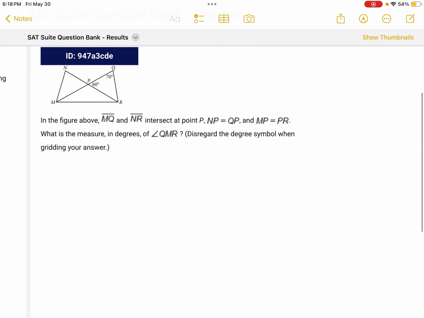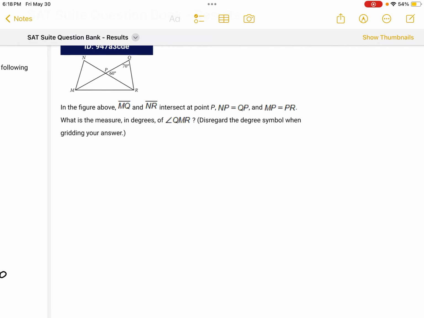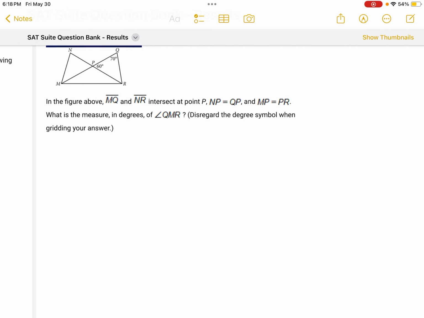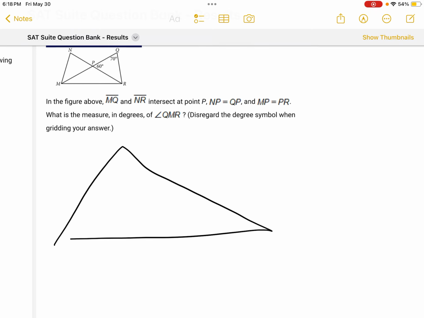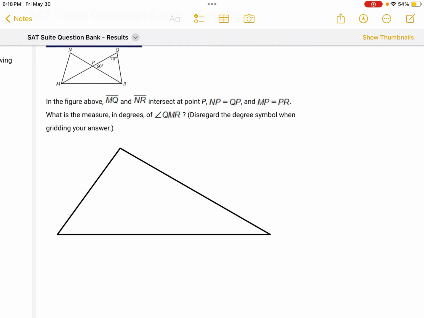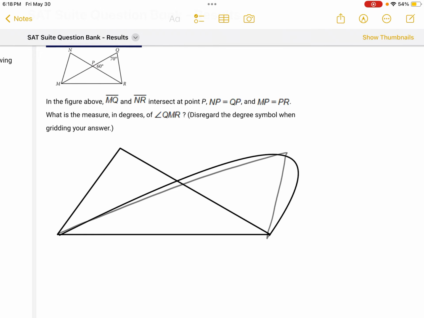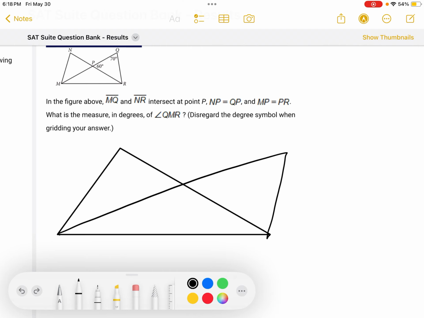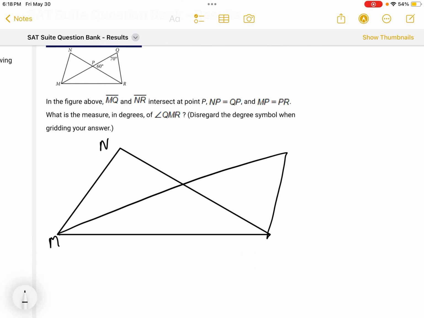Let's keep going. All right, this figure is quite small. Let me redraw it down here. Okay, not what I wanted. Let's keep that. So this is point M, N, this is M, this is R, this is Q, this is P. Okay, this angle is 70 and this angle is 60.